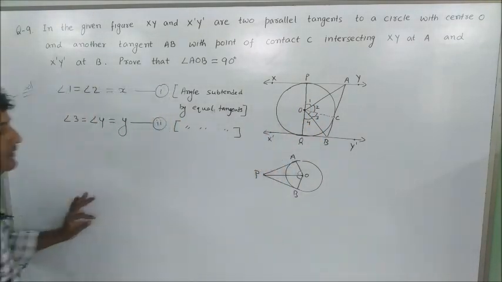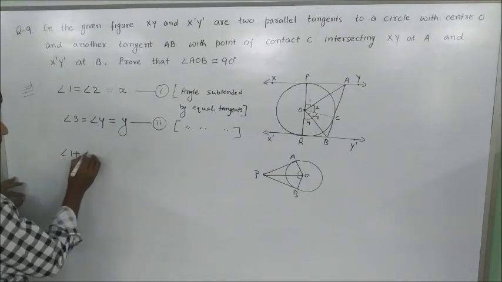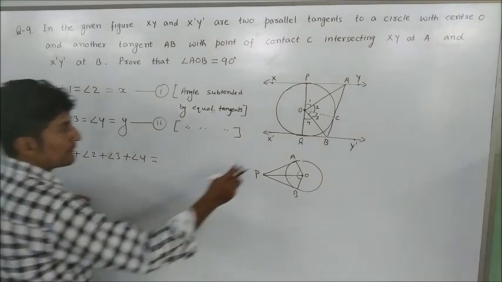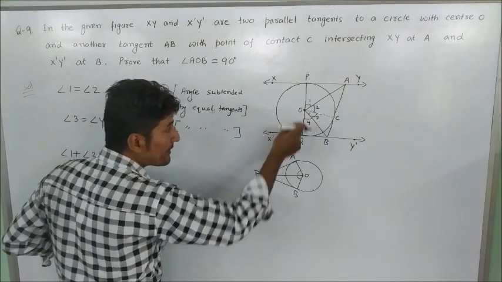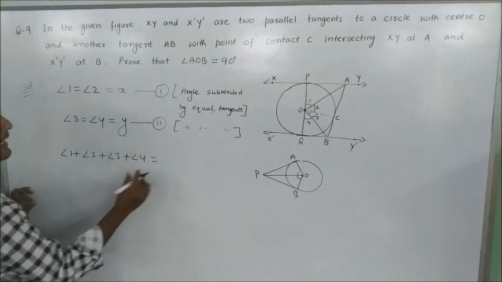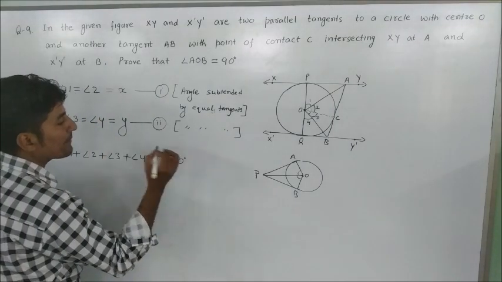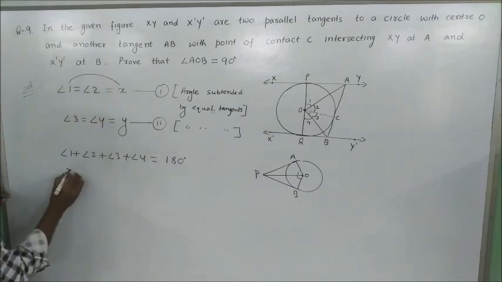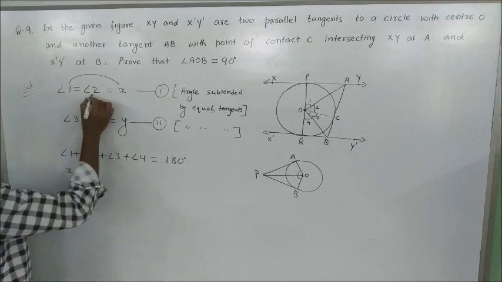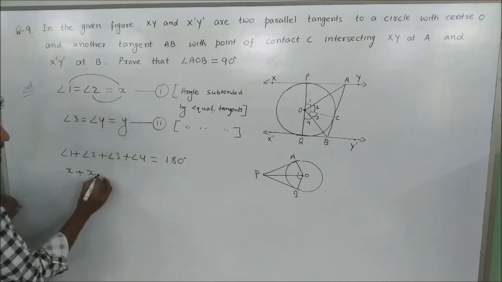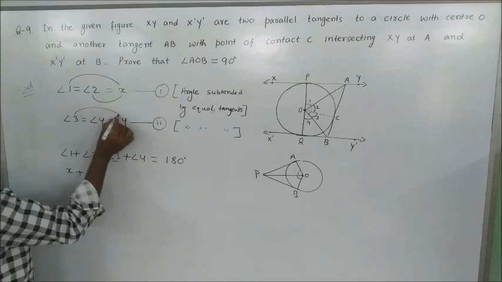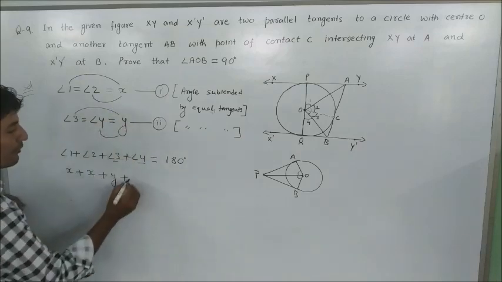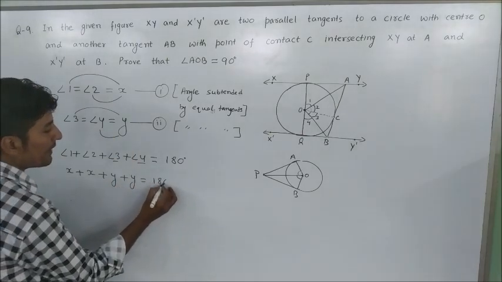Angle 1 plus 2 plus 3 plus 4. Here we can write angle 1 plus angle 2 plus angle 3 plus angle 4 is equals to, all these angles are formed on a straight line. That's why the sum of all the angles will be equals to 180 degree. On the place of angle 1 we can write x. On the place of angle 2 we can write x. Plus angle 3, on the place of angle 3 we can write y. Plus angle 4, on the place of angle 4 we can write y is equals to 180 degree.